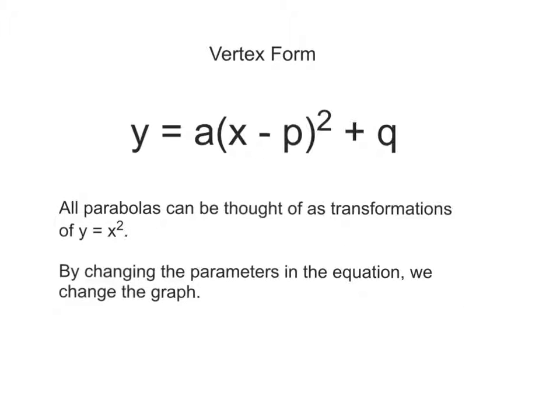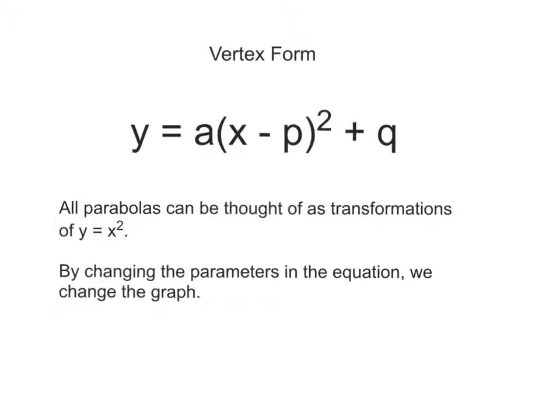Here's what the vertex form of a quadratic function looks like. y equals a(x minus p) squared plus q. a, p, and q are numbers that affect the width of the graph, the placement of the graph, and the direction of the graph.